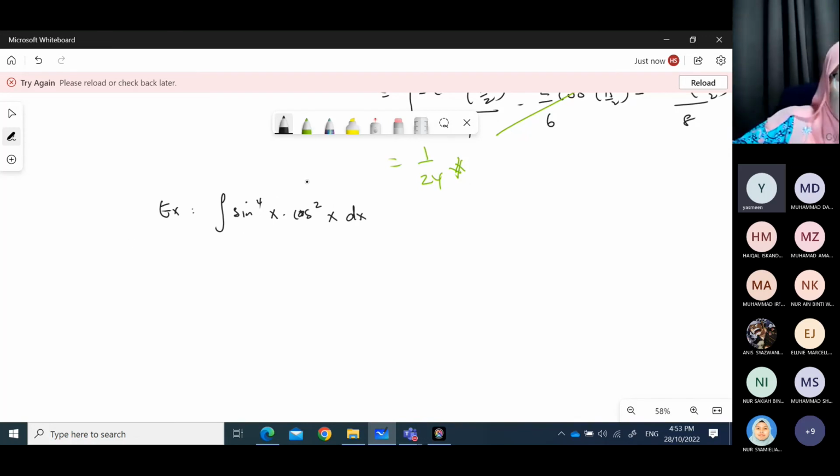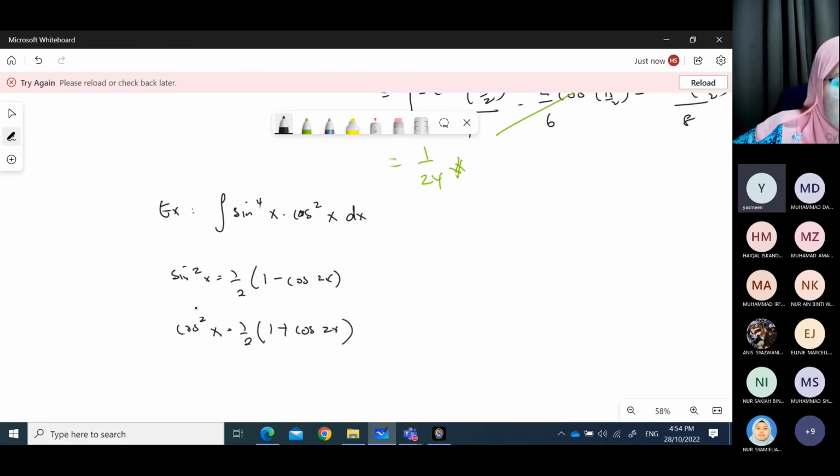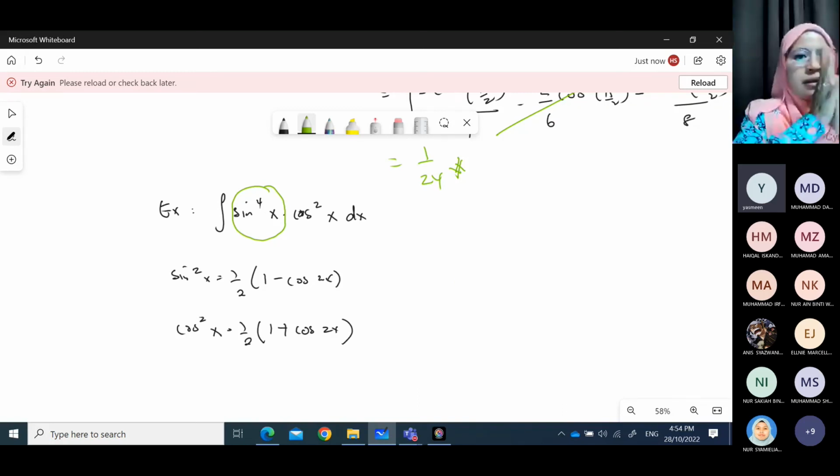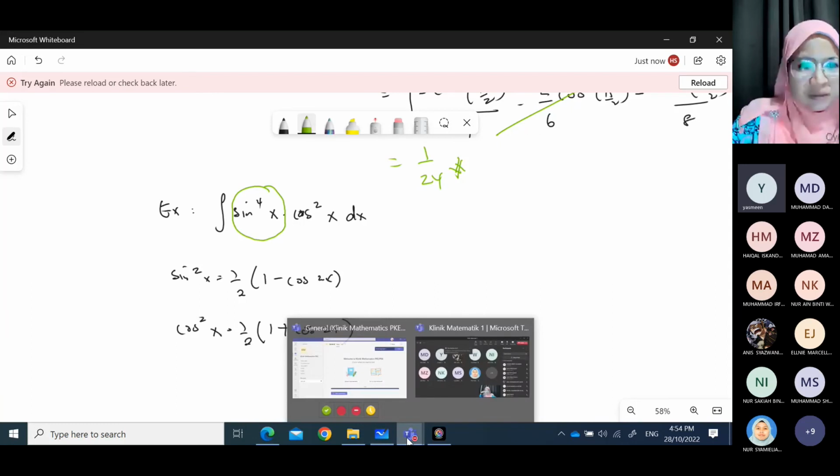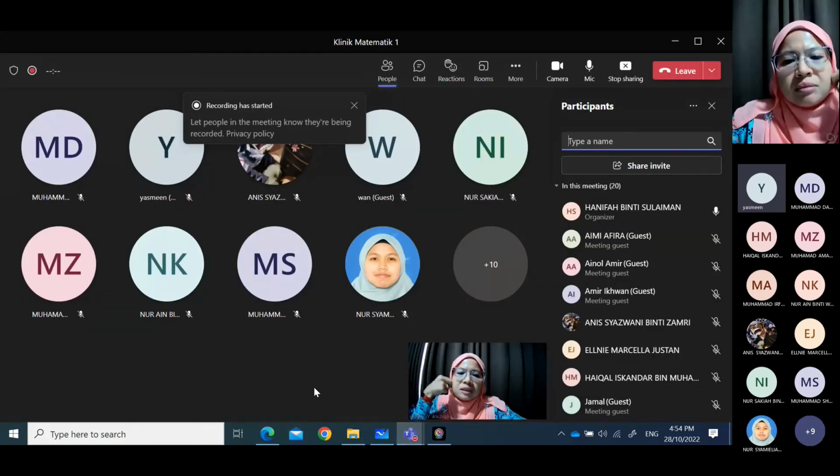Kuasa 4. Tapi identiti kita sampai kuasa 2 saja, which is sin squared x equals to 1 over 2 times 1 minus cosine 2x. And the other one here is cosine square x equals to 1 over 2 times 1 plus cosine 2x. Identiti kita ada 2 je ni. Tapi kita ada kuasa 4 dekat sini. Okay, so macam mana kita nak buat kalau kita ada problem yang macam ni? How is it? Kalau ada problem macam tu, macam mana kita nak buat?